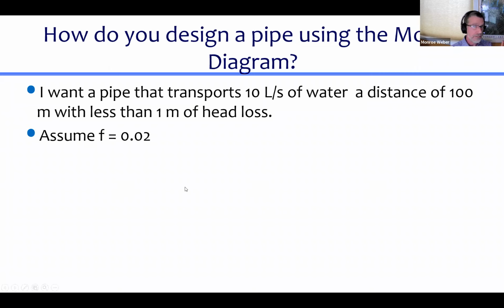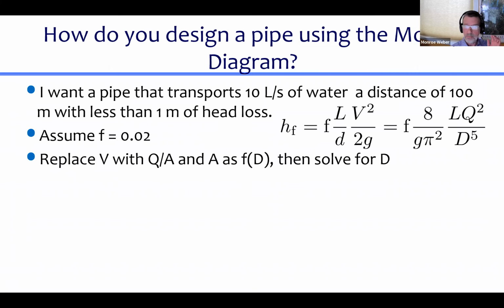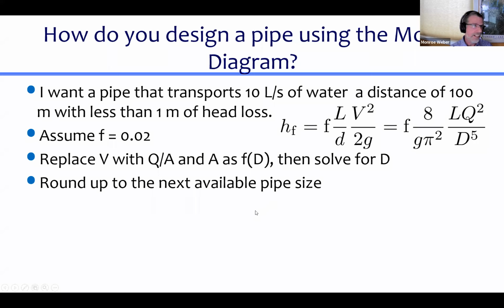I could assume an F for the Moody diagram. And from that, I can take the Darcy-Weisbach equation written out for Q, and I can solve that equation for D, and then I get some random diameter. Then I can look at the pipes that I can buy at the hardware store, and round that diameter up to the next bigger internal diameter of pipes that I can actually buy. So round up to the next available pipe size.